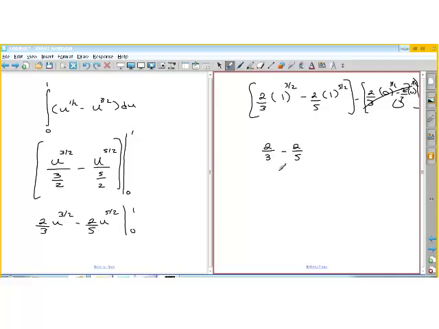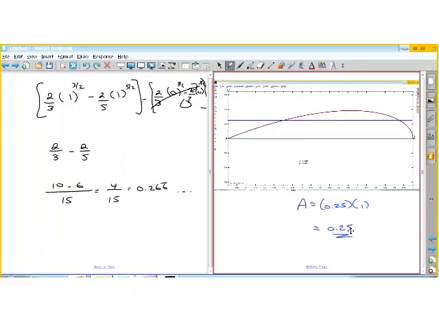And then what we'll do is find a common denominator, which is 15. So we'll take 5 times 2, which is 10, and subtract 2 times 3, which is 6, and we divide by 15. 3 times 5 is 15. So we get 4/15. And 4/15, let's just put it in decimal, is 0.266, and so on. Okay, so that is our actual area. And our approximated area was 0.25. So obviously we got the right answer.